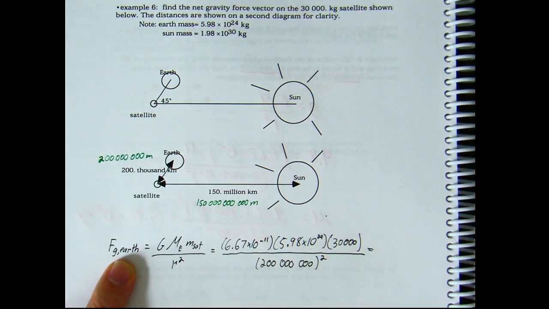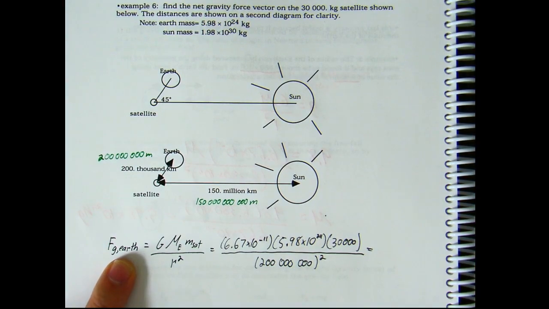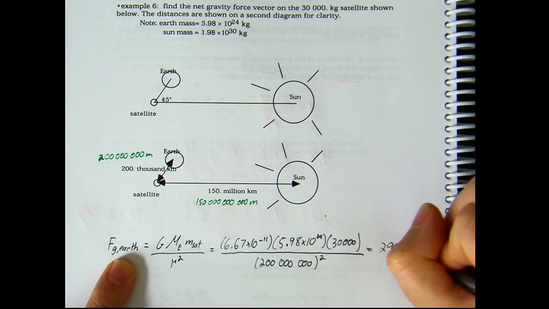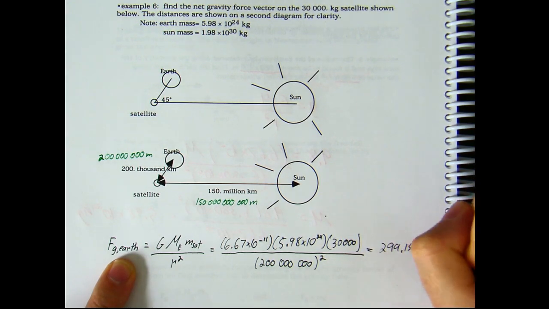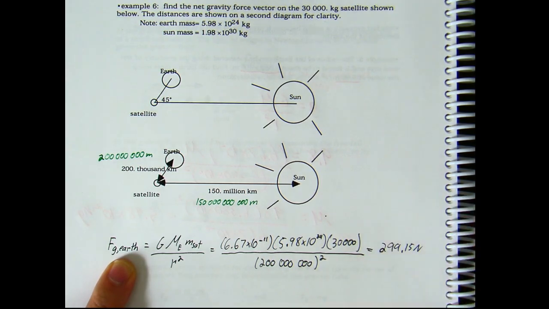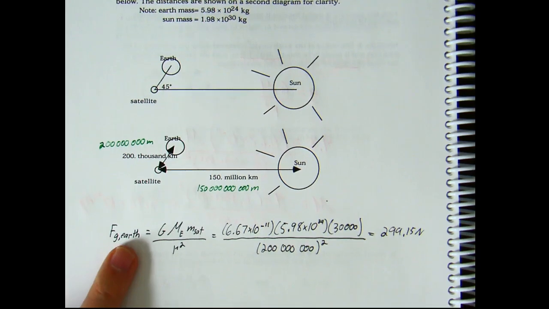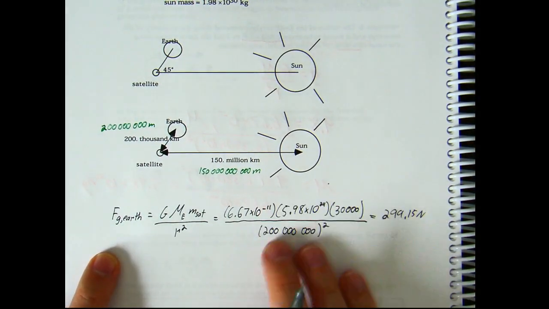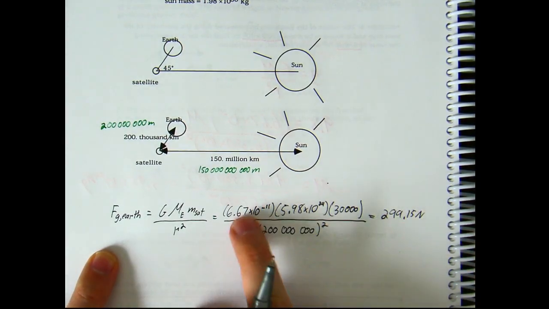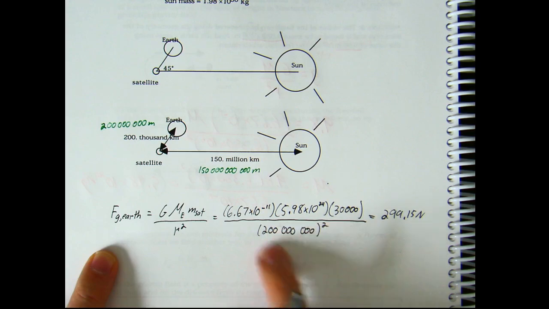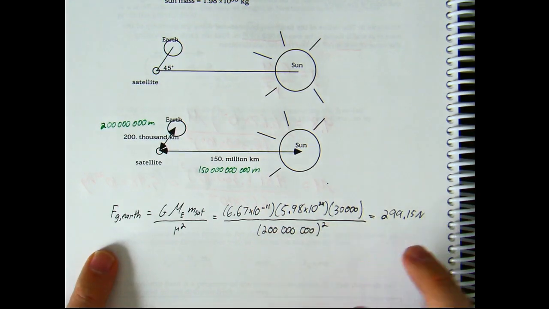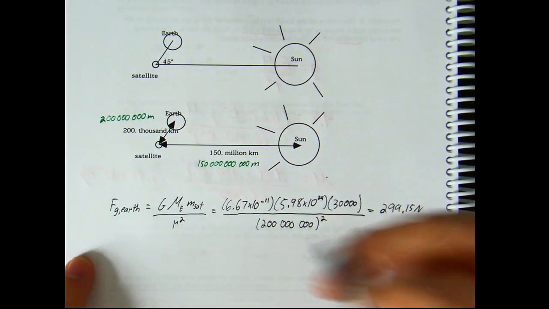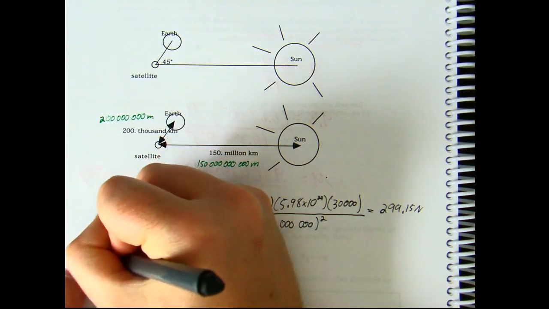And we're going to see that the force of gravity on that satellite is actually a relatively small number, 299.15 newtons. You can verify my calculation if you like. With these huge numbers, we may have expected this number to be a lot bigger, but this is actually a really small number, since we're dividing by a pretty big number down here. So we get almost 300 newtons.